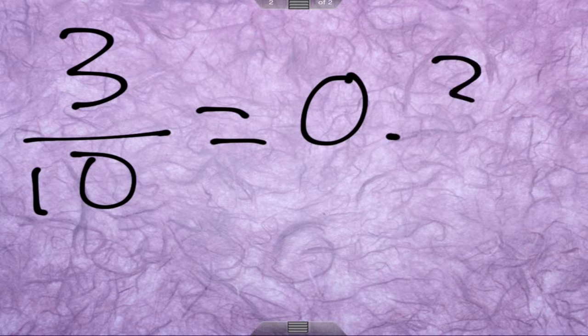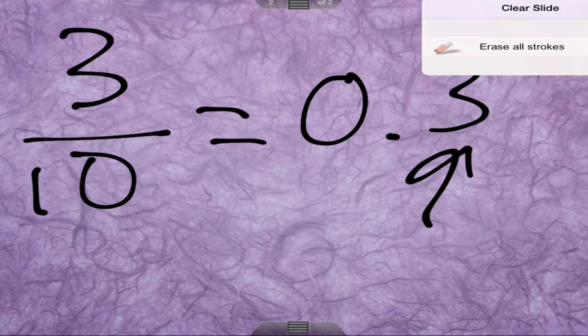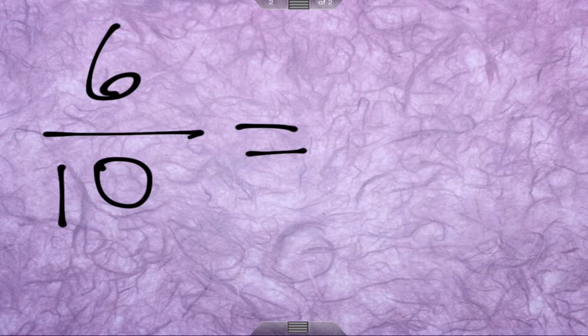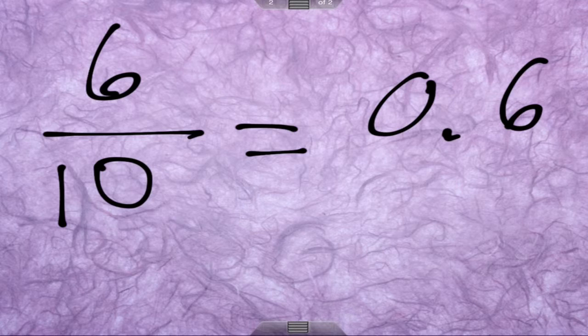Okay, now we're going to take a fraction and make it into a decimal. So let's say I have 3/10. 3/10, you can hear it, is 0.3. 3 is in the tenth spot, so it's 3/10, just like that. Let's say I have another one, 6/10. Again, it's in the tenth spot. So 0 point, in the tenth spot is the 6, so it's 6/10, just like that.